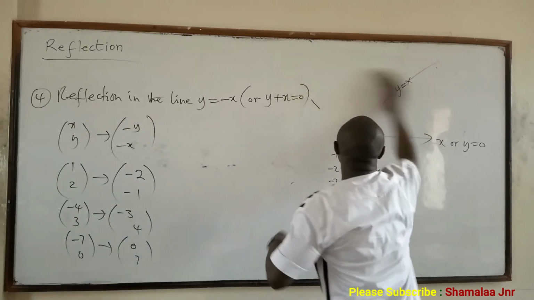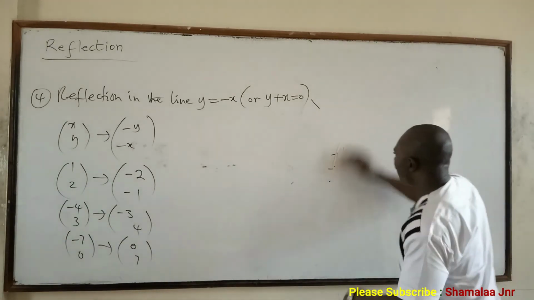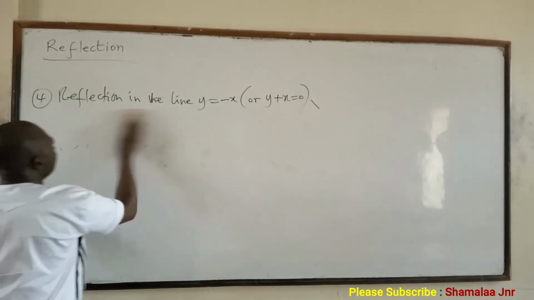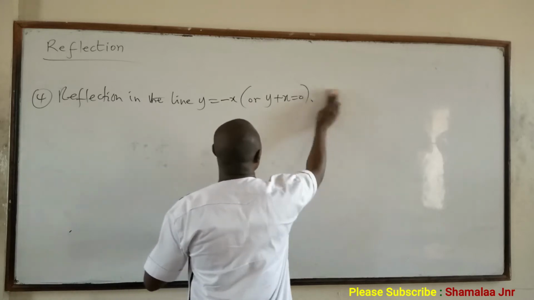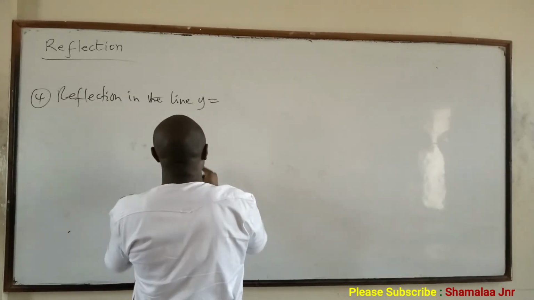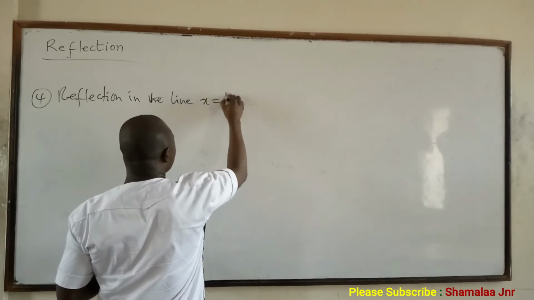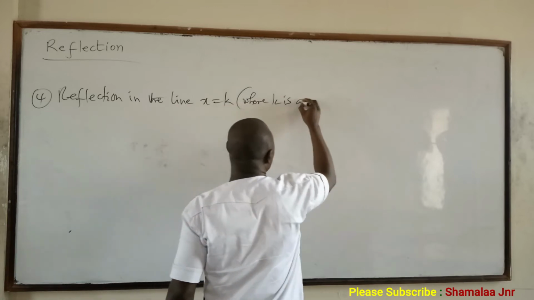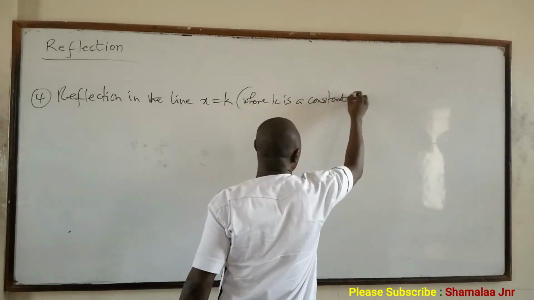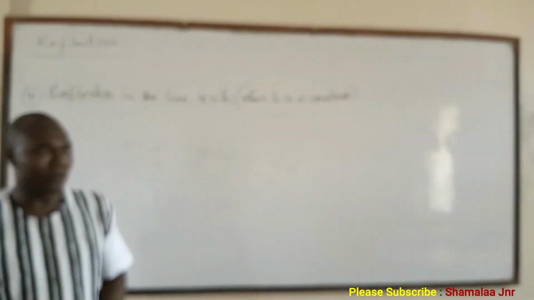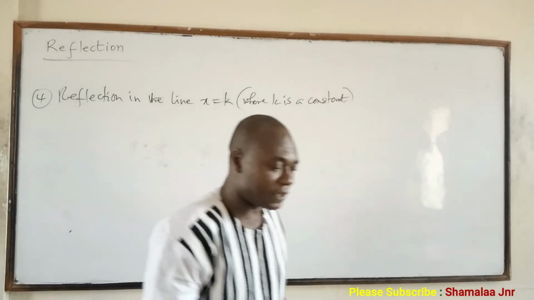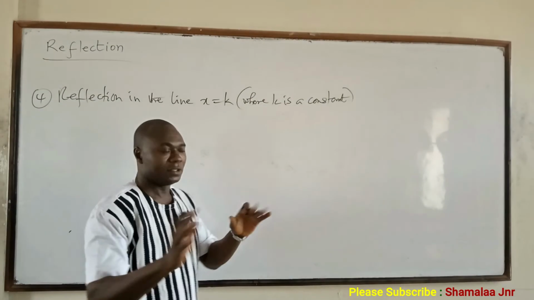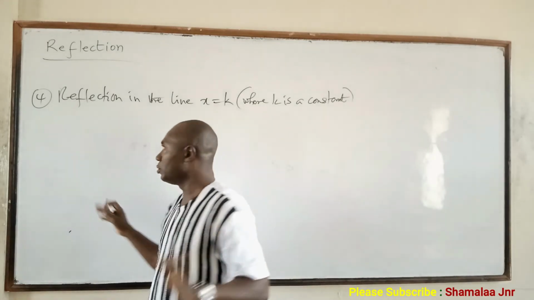Now, let's quickly look at the fifth and the sixth type and bring this lecture to an end. So you also have reflection in the line x equal to k, where k is a constant. In fact, I'm trying to give you the simplest explanations you can ever get. So after this lecture, reflections should not be a problem to you at all.